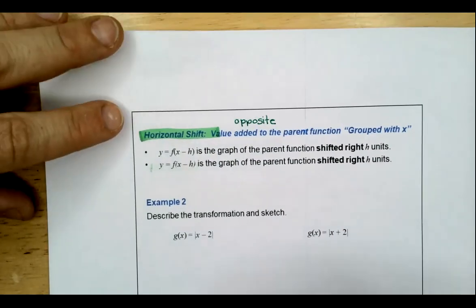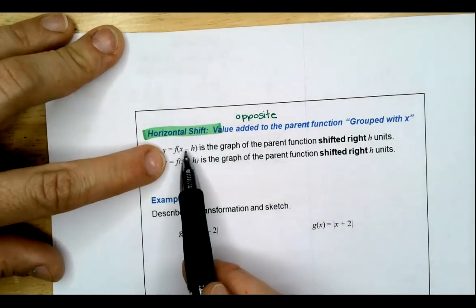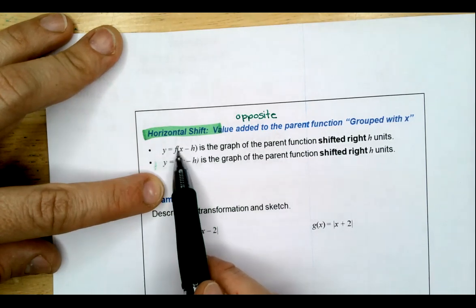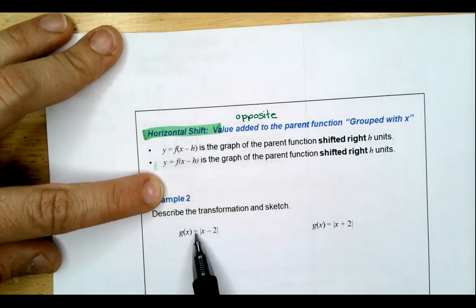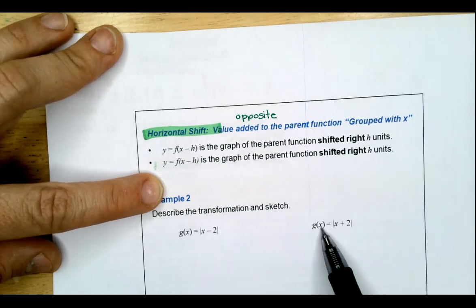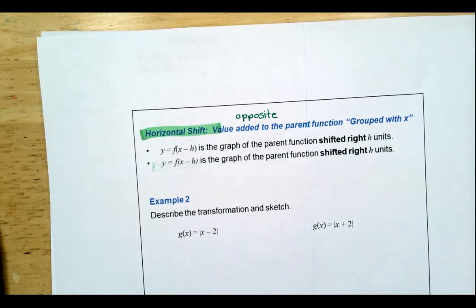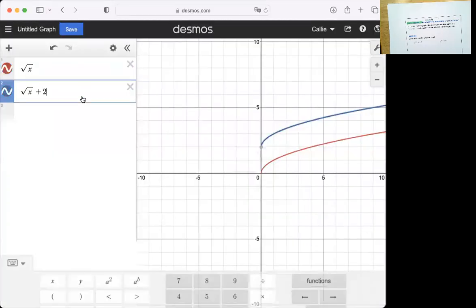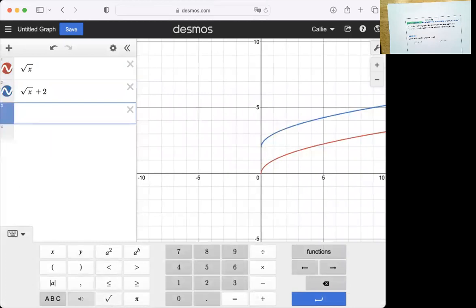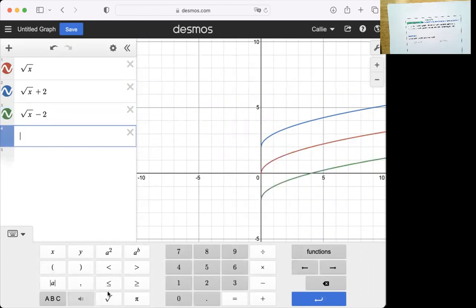A horizontal shift, you know it's horizontal because it's inside the grouping symbol. So f of x minus h, the quantity, okay? g of x equals the absolute value of x minus 2. g of x equals the absolute value of x plus 2, okay? Let me show you, just with our first example, the difference between a horizontal shift, which is the square root of x plus 2, another horizontal shift, the other one we did, the square root of x minus 2, and then a vertical shift, the square root of x plus 2 outside the grouping symbol.